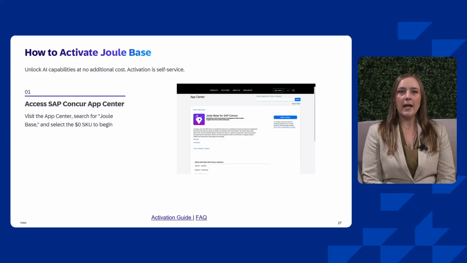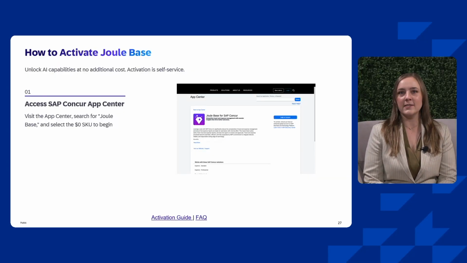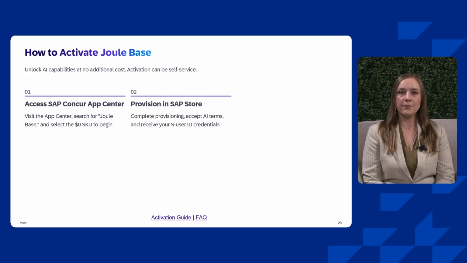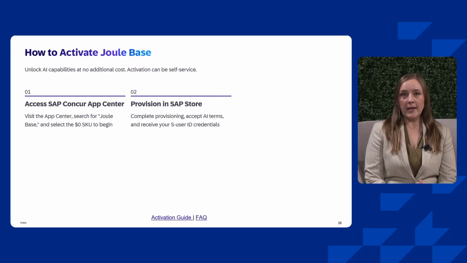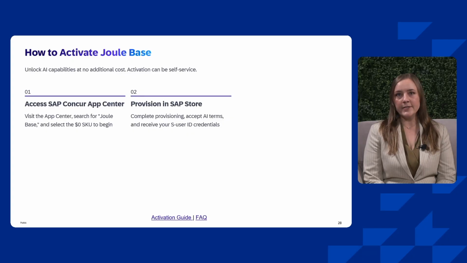Okay, so I'll take you through the steps. Step number one would be going to the App Center and searching for Joule Base. And you will see a $0 SKU. Again, Joule Base is available at no additional cost. The second step is to provision in SAP Store. While you do that, you'll accept the AI terms and you'll generate an S-user ID.